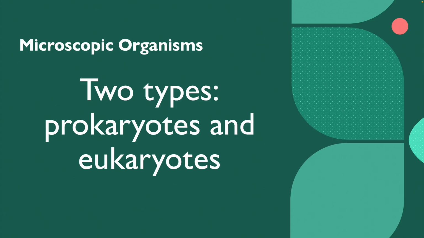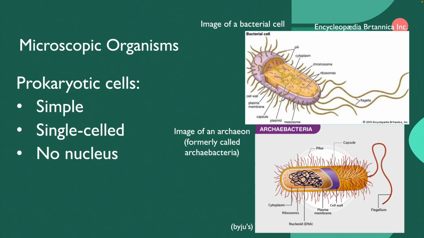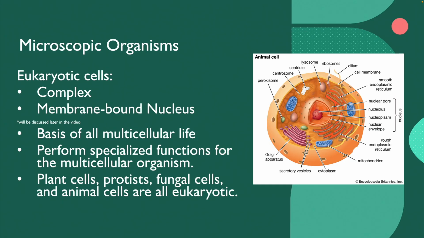Microscopic organisms typically consist of a single cell, which is either prokaryotic or eukaryotic. Prokaryotic cells are simple, single-celled organisms and have a nucleoid instead of a nucleus. These organelles, as they call it, will be discussed later in the video. Just remember that pro rhymes with no, and prokaryotic cells have no nucleus. Prokaryotic cells are divided into two groups, the bacteria and the archaea, which have different evolutionary lineages. Eukaryotic cells are much more complex, with a membrane-bound nucleus. They are the basis of all complex multicellular life, including humans, and perform specialized functions.